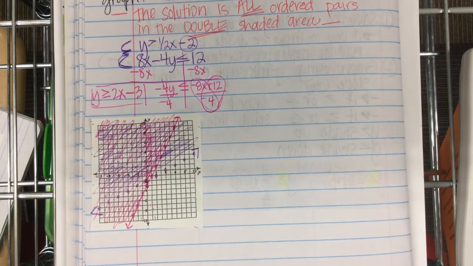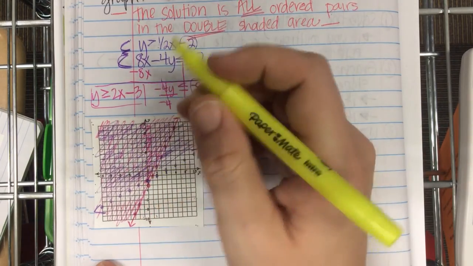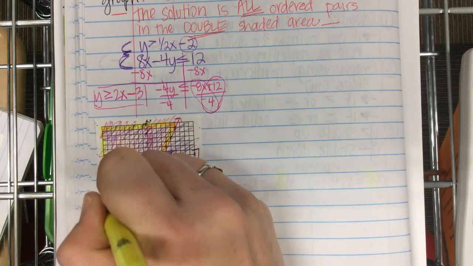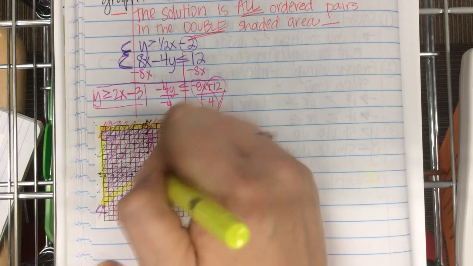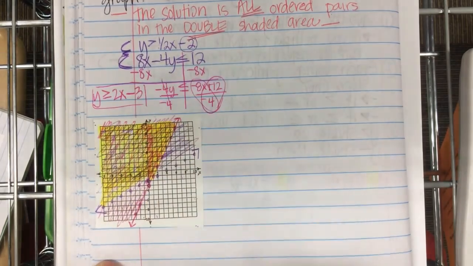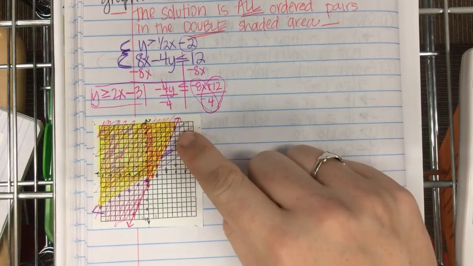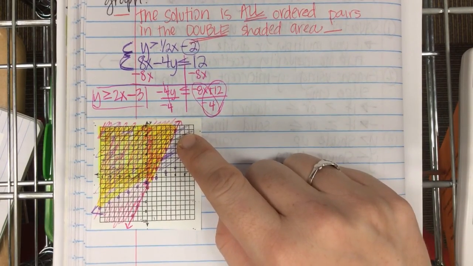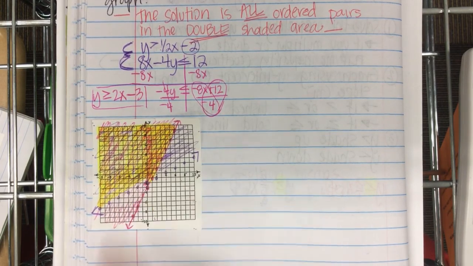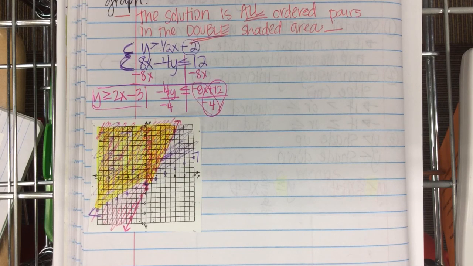Your answer to this problem is anything that's in the double shaded area. It's not right here because that's only purple. And it's not down here because that's only pink. It's wherever my purple and my pink overlapped.